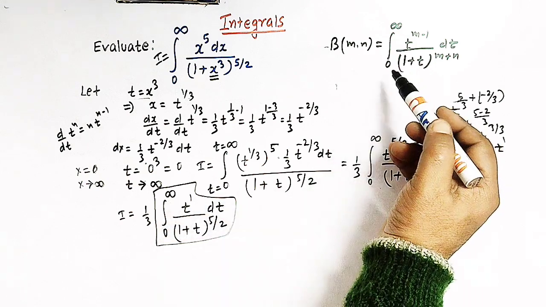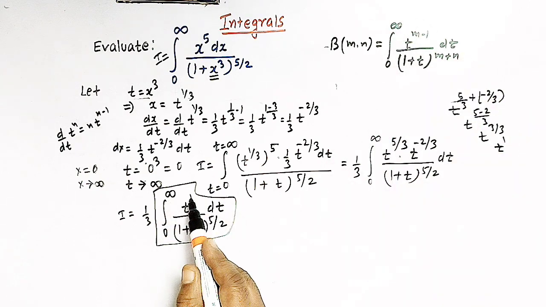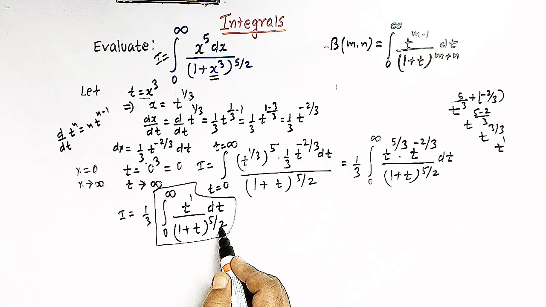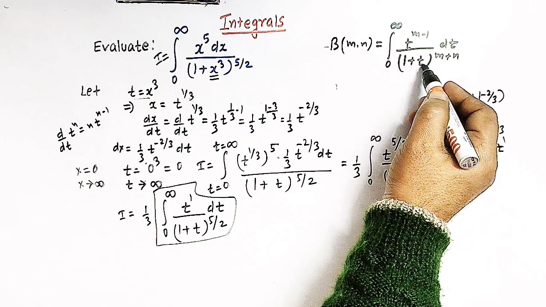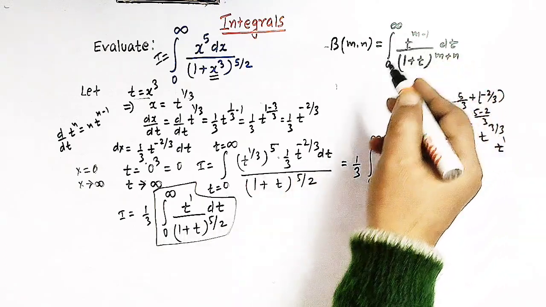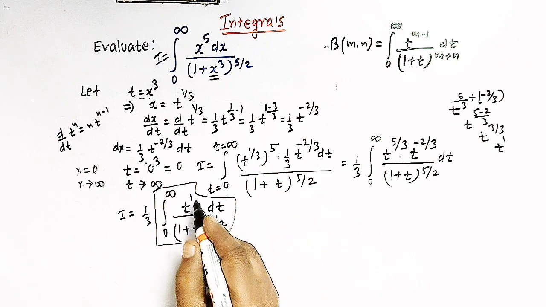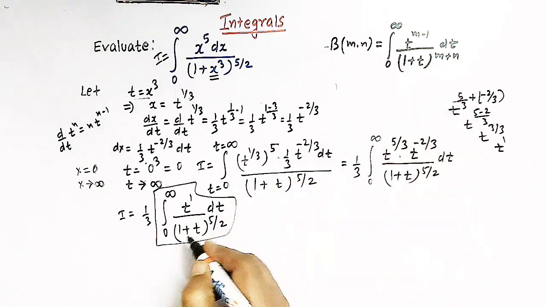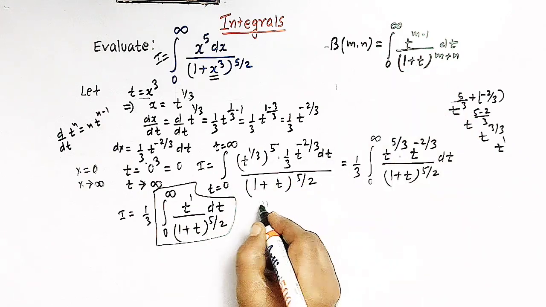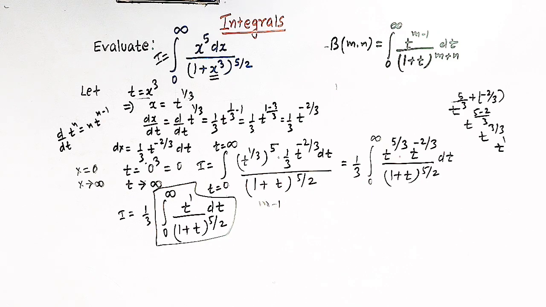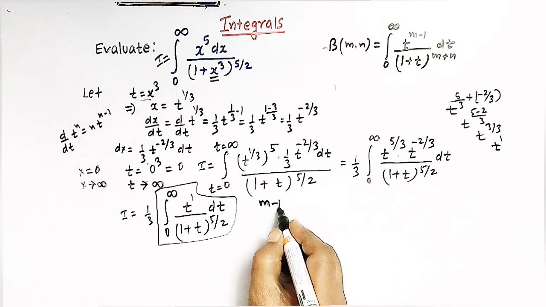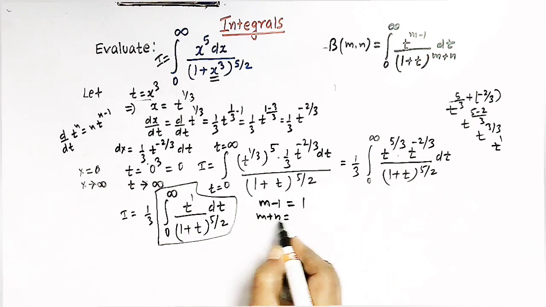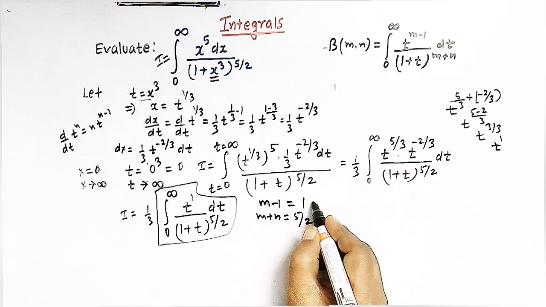So now let us compare this integral with this one, right? So here we have 0 to infinity, here we have 0 to infinity and t raised to 1. Here we have t raised to m minus 1, and here we have 1 plus t raised to 5 by 2, and here we have 1 plus t raised to m plus n. So let us find out the values of m and n in order to express this integral in this form. So we can now compare both these integrals. So we have m minus 1 equal to 1, and then m plus n is equal to 5 over 2.